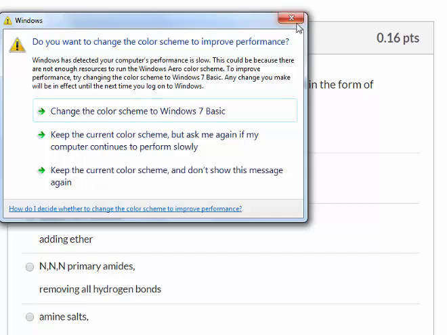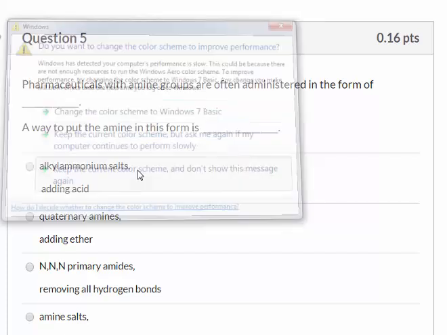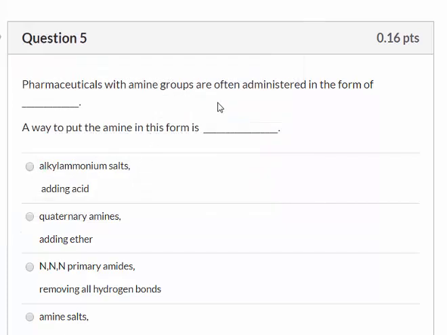Okay, so we want to add a hydrogen with a plus charge. We'll add an H plus. What is the definition of an acid but something that gives H plus? So we're definitely going to want to add acid.